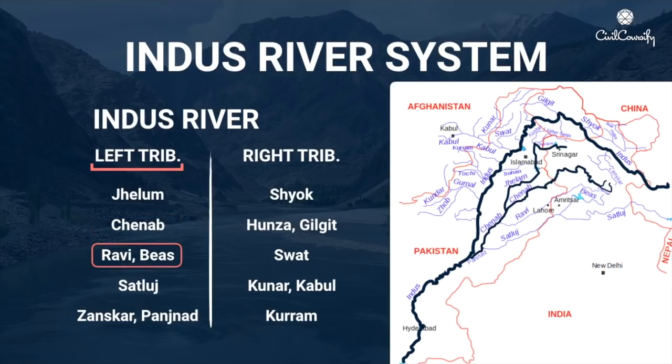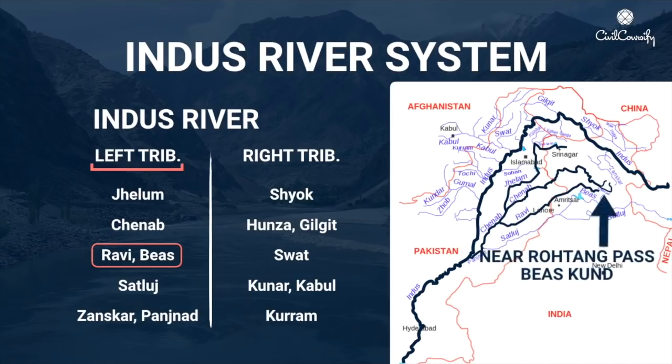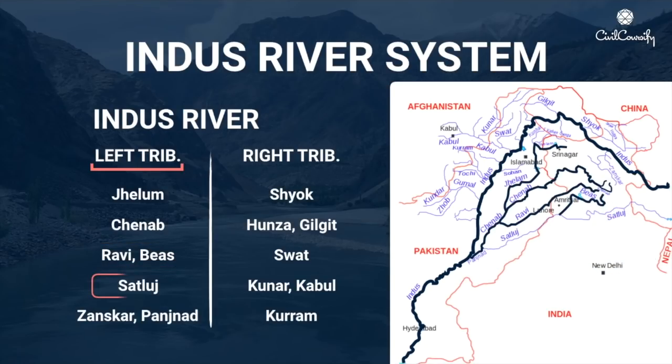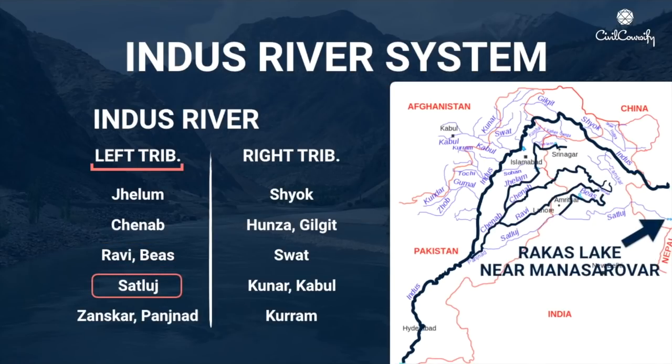Now we come to Ravi and Beas. The river Ravi originates near Rohtang Pass in Kullu and finally ends up in the river Chenab. And when it comes to the river Beas, Beas originates near Rohtang Pass in the Beas Kund in Himachal Pradesh and finally ends up in the river Satluj. Next is river Satluj, which originates at Rakas Lake near Mansarovar in Tibet and finally ends up in the river Chenab.